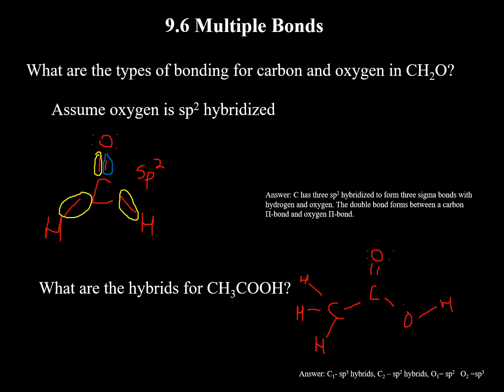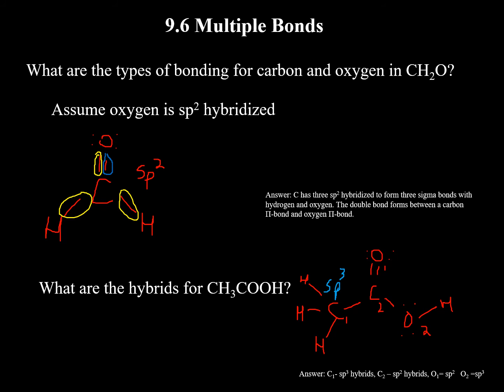OH2. So we call this the first carbon, the second carbon, the first oxygen, the second oxygen. If you look at the first carbon, it has a tetrahedral electron domain, 4 groups attached, so this would be sp3.